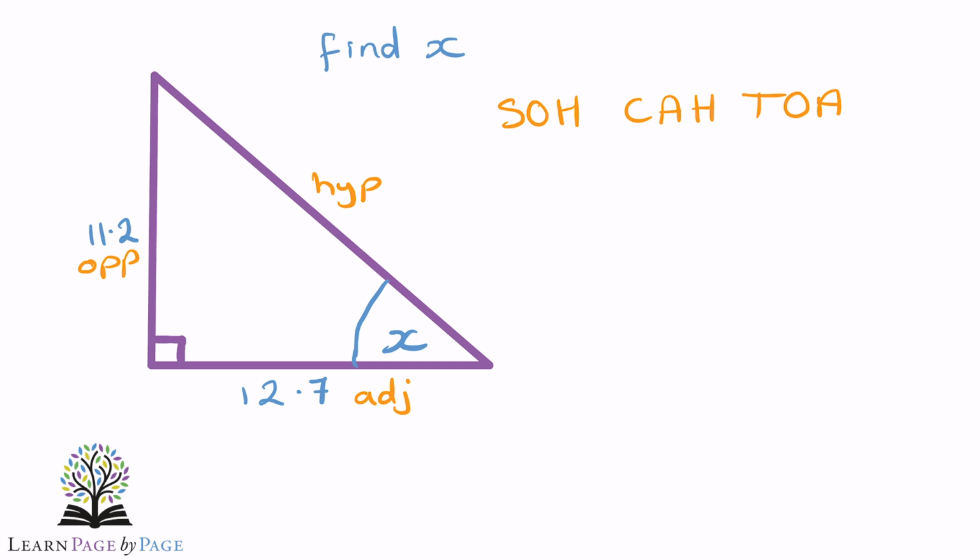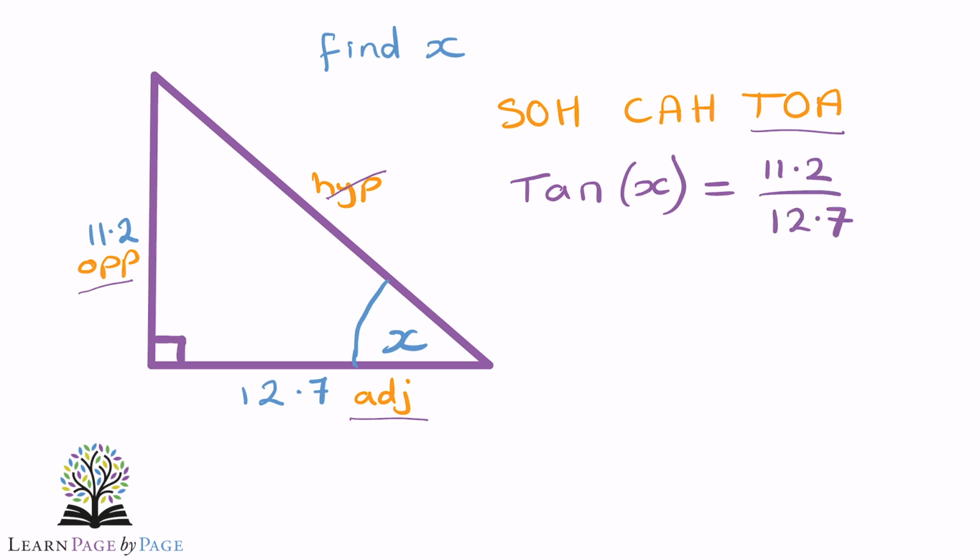Look at your triangle, which measurement isn't relevant, the hypotenuse isn't relevant. So we're looking for a formula which is the opposite and the adjacent. So O and A, that's going to be tan. Then write out your formula. Tan, this time it is X, equals, opposite is 11.2 divided by 12.7.